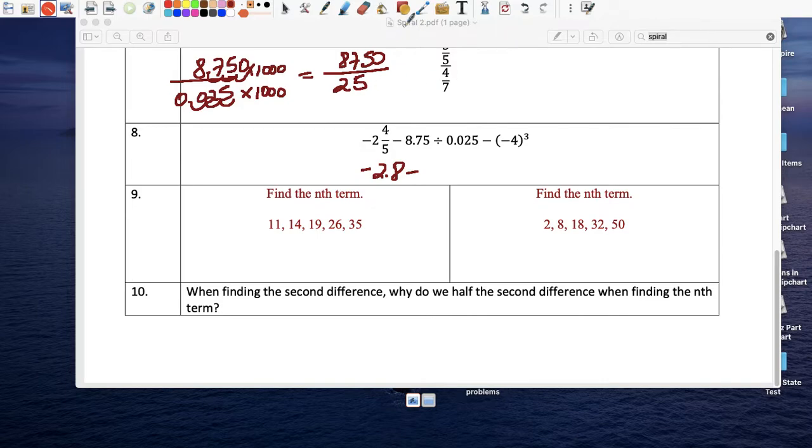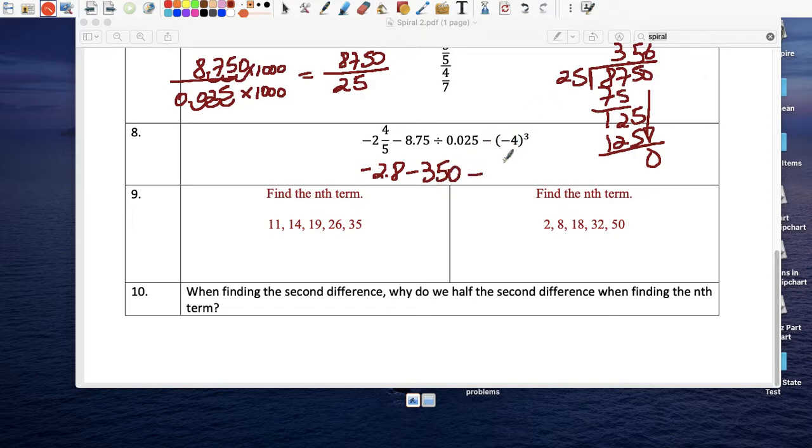Now, if you want, you can go ahead and actually do your long division. 25 goes into 87 three times, 75, subtract, 12, bring down the 5, 125, and that would be a 5. Bring the 0 down. So that would be 350. So 8.75 divided by 0.025 is 350.